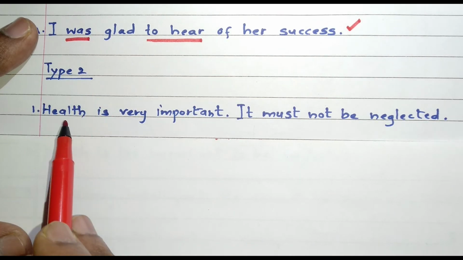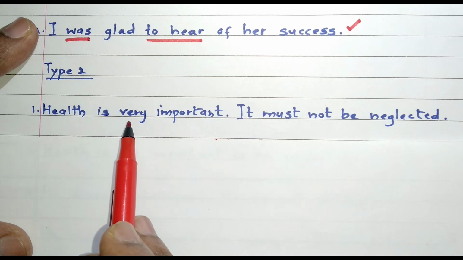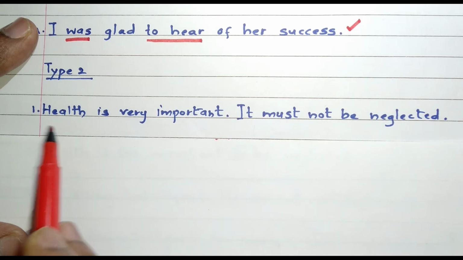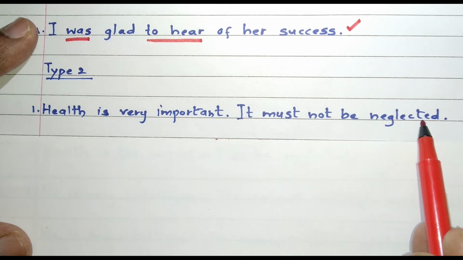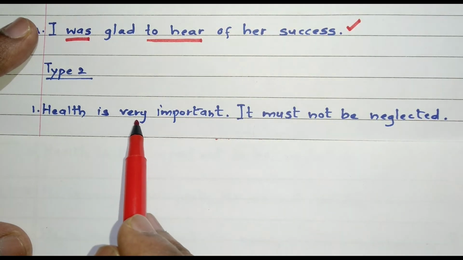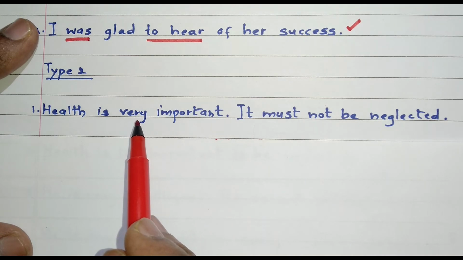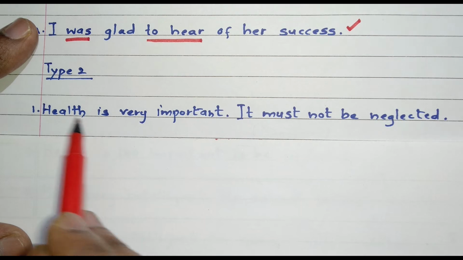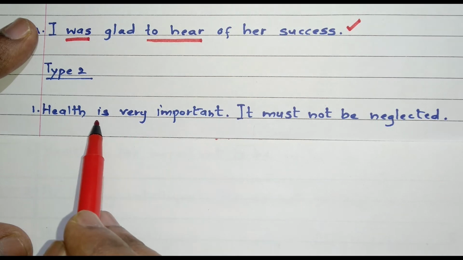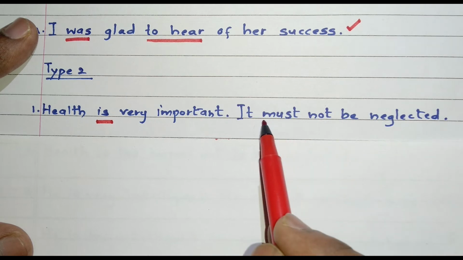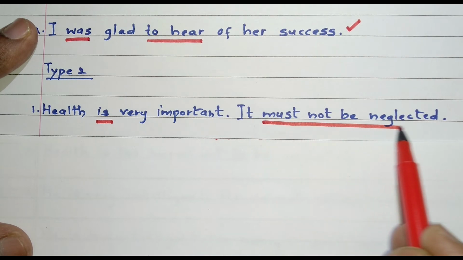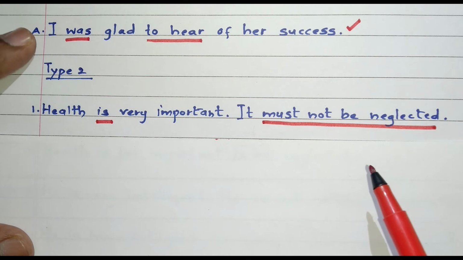Here in type 2 sentences, our questions will contain the word very. Health is very important. It must not be neglected. So the word very is present. So we have to solve them in a different way. How? Let's find out. Here in the first sentence, is is the finite verb. In the second sentence, must not be neglected is the finite verb.